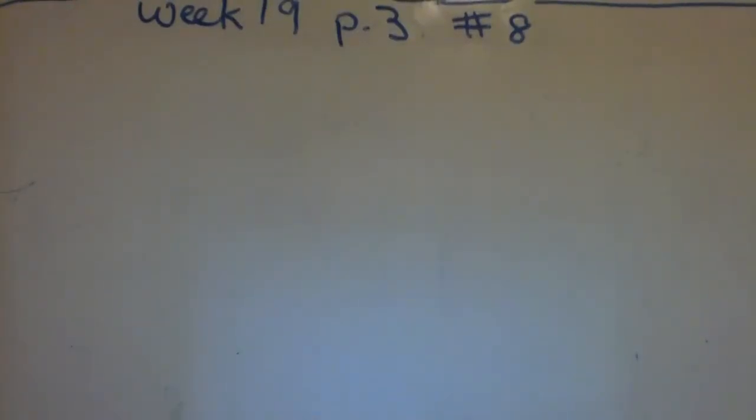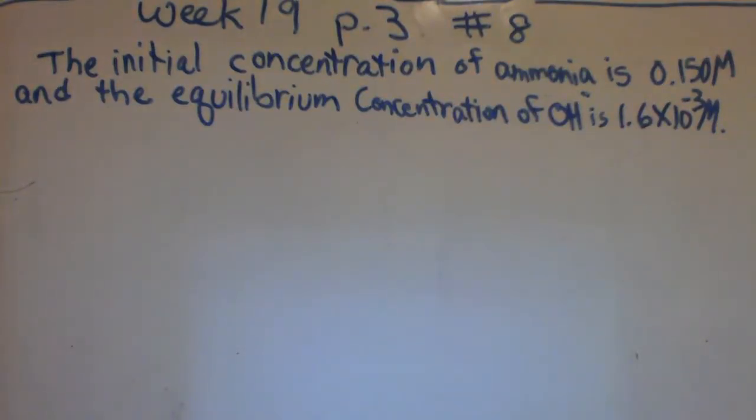This is week 19, page 3, number 8. Apparently, I copied this wrong from the teacher's manual. So I'm going to have you take a few minutes to change the problem on your paper so that it reads: ammonia is a weak base. The initial concentration of ammonia is 0.150 molar, and the equilibrium concentration of hydroxide is 1.6 times 10 to the -3rd molar. Calculate the base dissociation constant for ammonia.